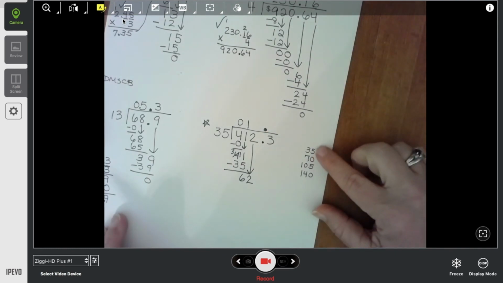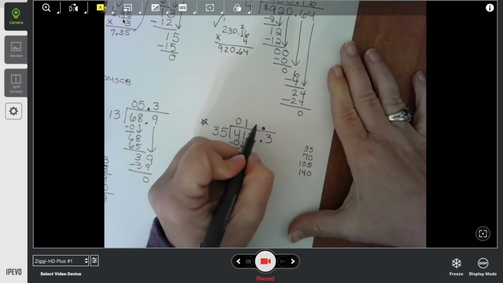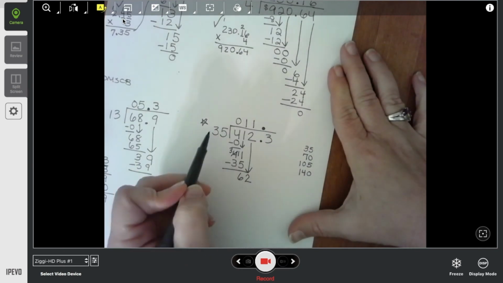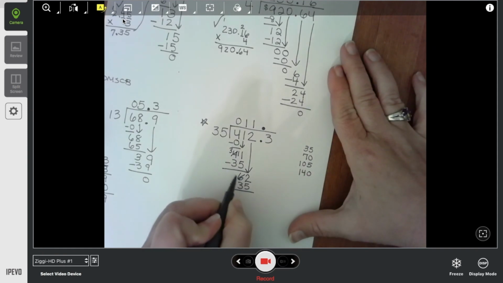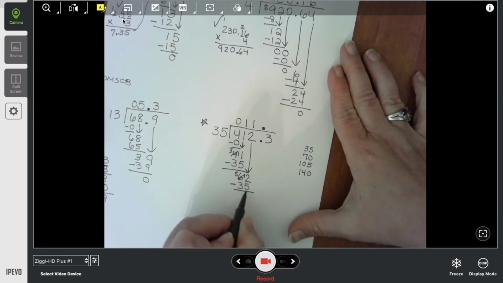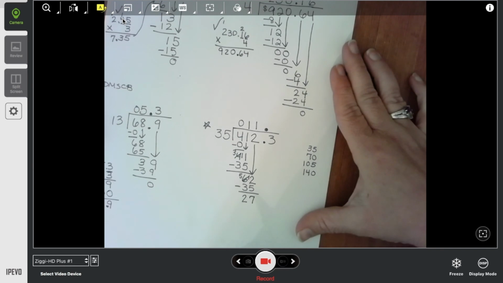Well, over here where I was counting 35s, the second 35 is 70. It's too high. So again, it's going to be just 1. 1 times 35 is 35. 12 minus 5 is 7. 5 minus 3 is 2. Even though this is a high number, it's still smaller than 35, so I know I did it correctly.